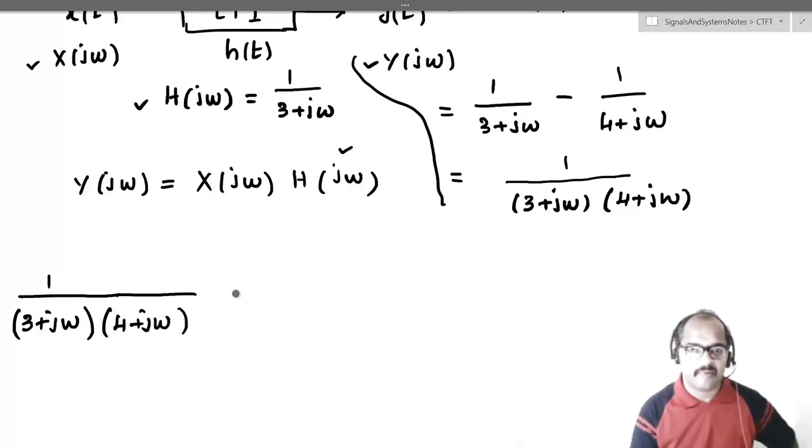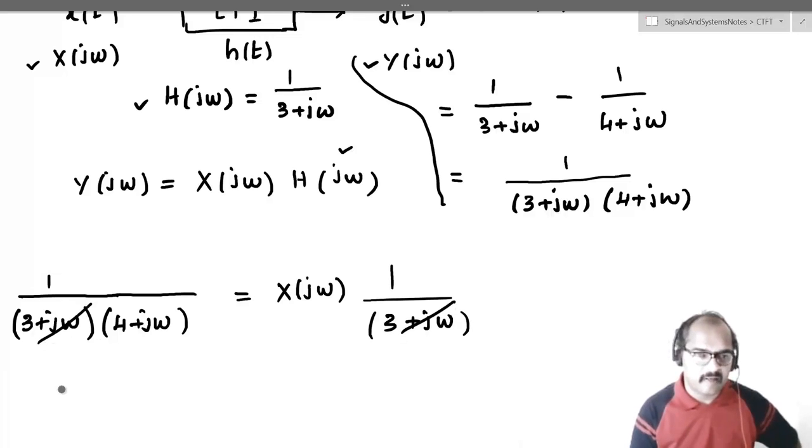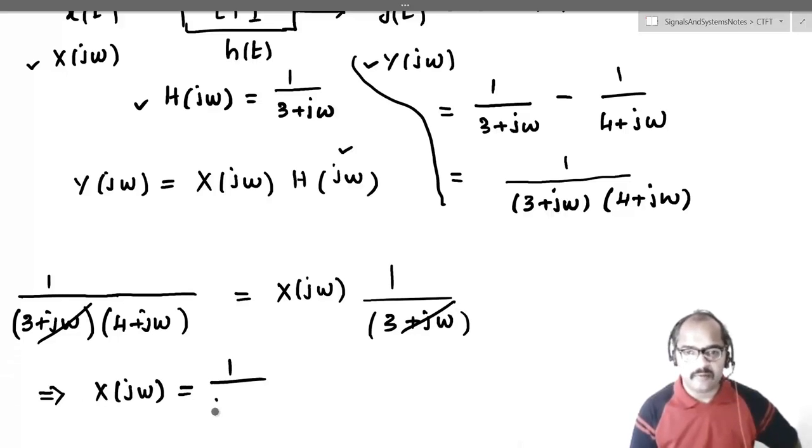Y(jω) is equal to this, which is equal to X(jω) multiplied with H(jω). H(jω) is, sorry, 1/(3 + jω). So what will happen here? This 3 + jω will get cancelled out. This gives us X(jω) equal to 1/(4 + jω).